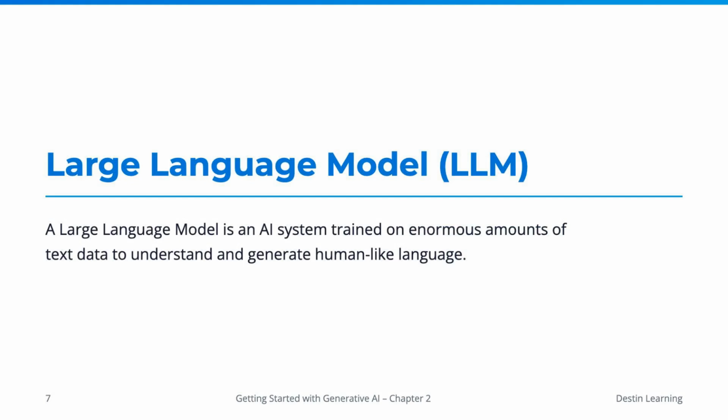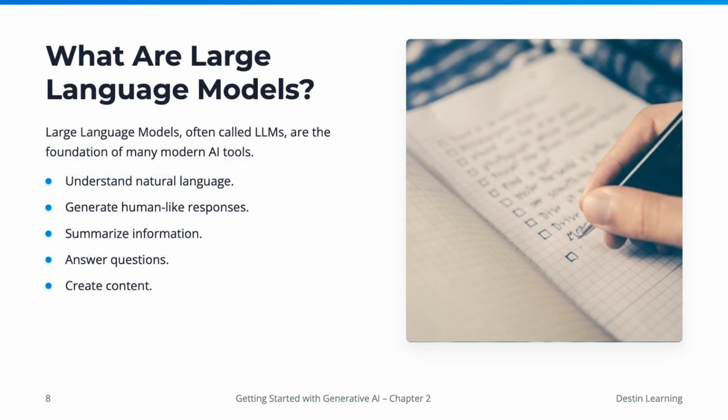At the heart of many generative AI applications, particularly those dealing with text, is the large language model, or LLM. A large language model is an AI system that has been specifically trained on enormous amounts of text data. This extensive training allows it to understand, process, and generate human-like language with remarkable fluency and coherence. Large language models, or LLMs, are truly the foundation of many modern AI tools we interact with today.